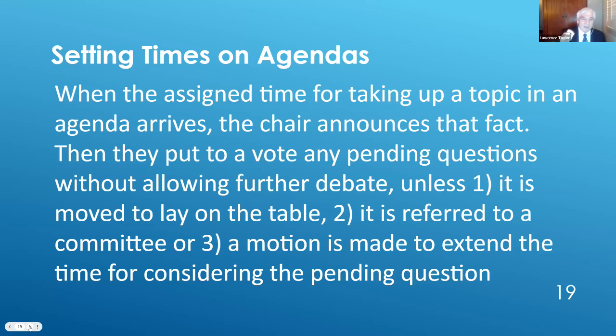But you might want to do specific items, like have the election at 8 o'clock. So when you arrive at 8 o'clock, then you put to a vote any pending questions without allowing further debate, unless they do something like put it on the table or refer it to a committee, or a motion is made to extend time for considering the pending question. So say you're having this big, long discussion about spending money on something or other, and it's 8 o'clock. When you reach 8 o'clock, the chair then has to end debate or allow one of these other options to happen, to either extend time or refer it to committee or whatever, however they want to handle it. But again, it's up to the majority on how they want to handle this stuff.